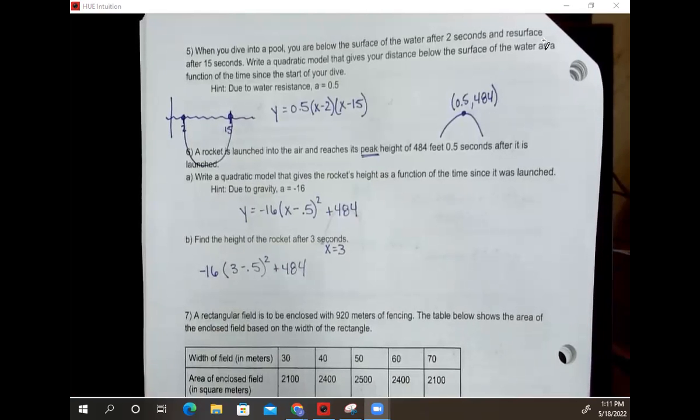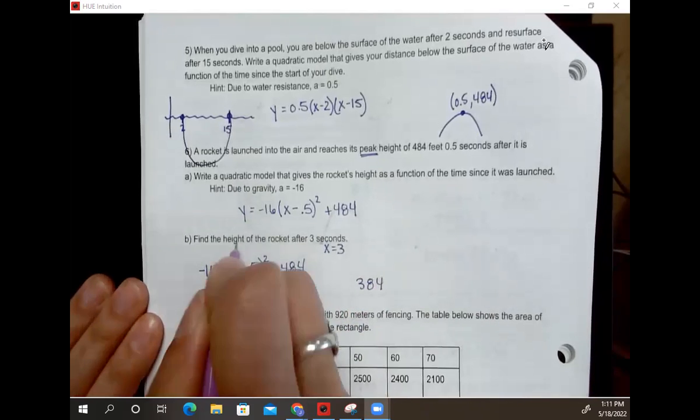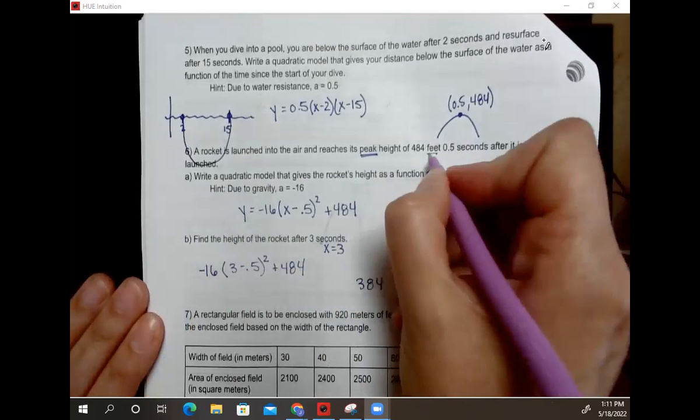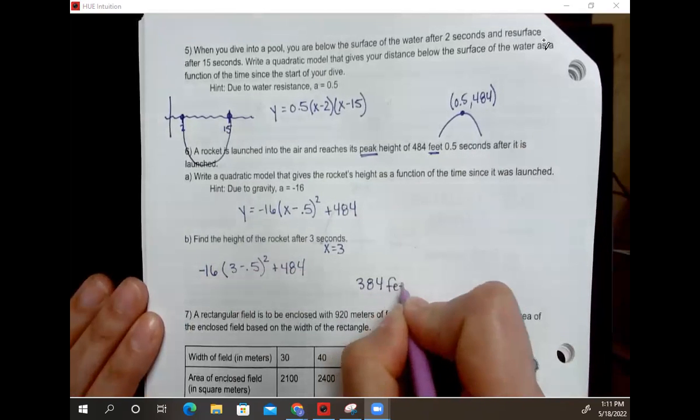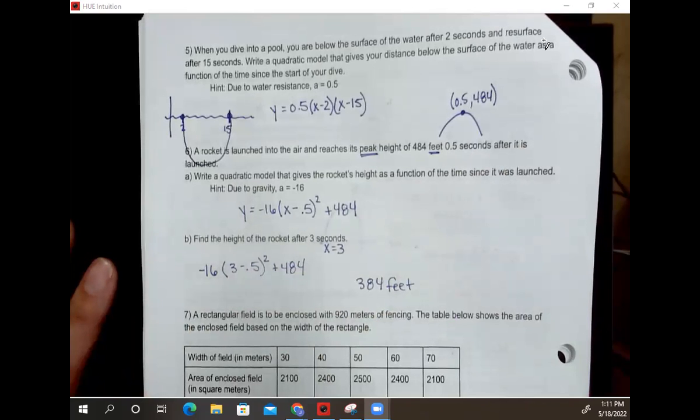Would you? Yep, 384. And we're asking about the height, so that would be 384 feet. Good. Questions for me on number 6? Again, I knew a different piece of information, so I picked a different function format for my quadratic here.